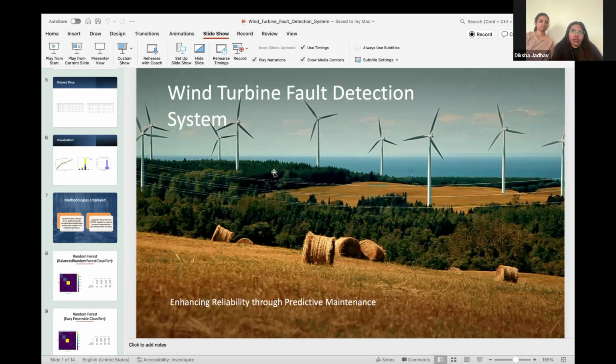As we all know, wind energy is one of the most promising renewable energy sources globally, but its operational reliability is critical to meeting growing energy demands. Through this project, we developed a system to enhance turbine reliability by predicting potential faults before they even occur, ensuring a very steady supply of renewable energy while reducing maintenance cost and environmental impact.